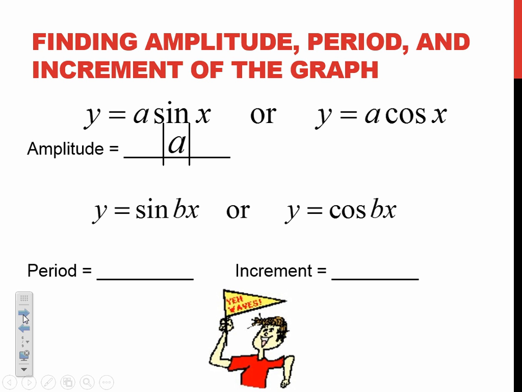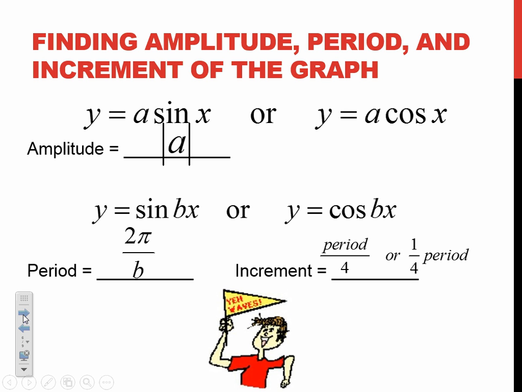Now if we look down at the next one, we have y equals sine of bx, or y equals cosine of bx. Now this is how we're going to determine our period and our increments. To find the period, we're going to take 2 pi divided by b. Now to find our increment, we're either going to take period divided by 4, or we're going to take 1/4 times the period. Those mean the same thing. So please, please make sure those are in your notes. You will have to use these throughout the entire unit.